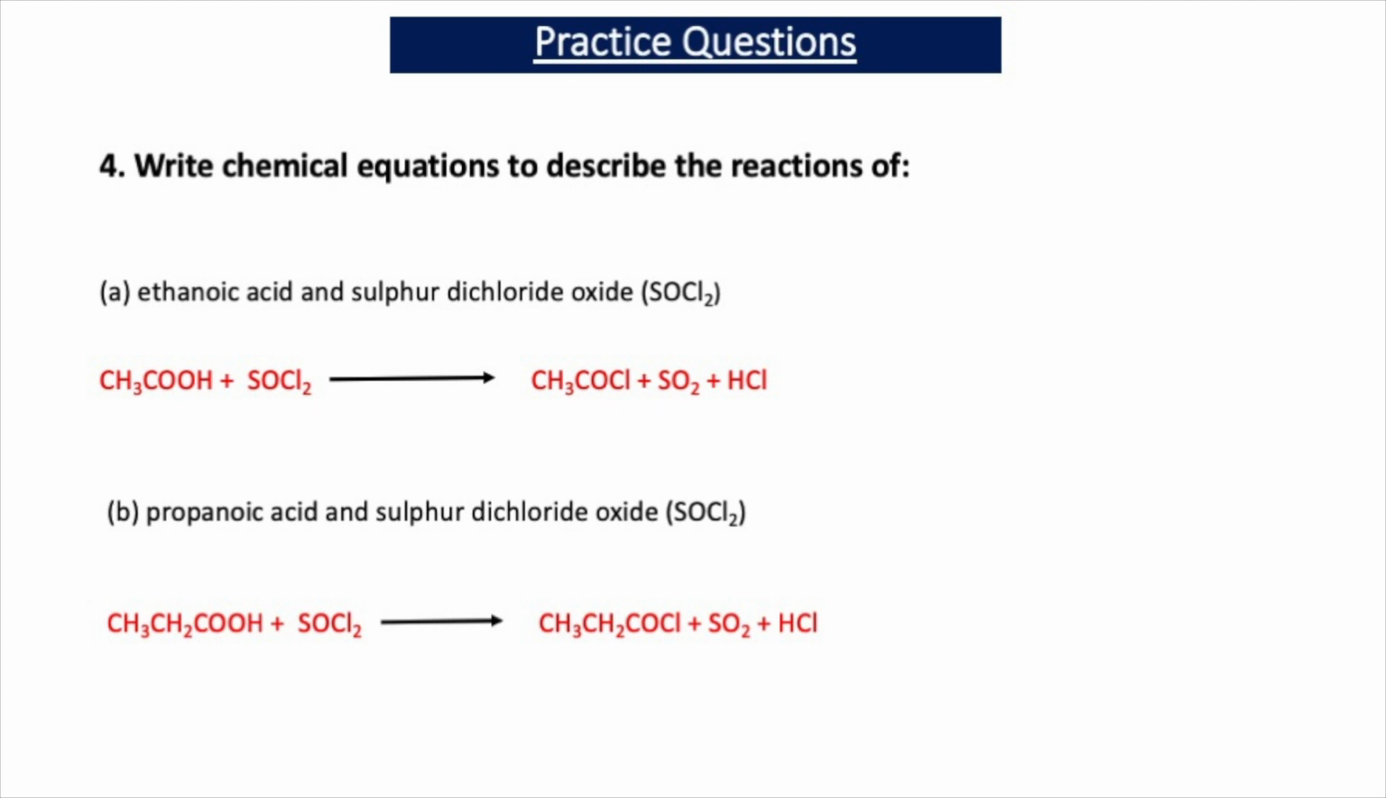Now for B, we have propanoic acid and sulfur dichloride oxide. So we have CH3CH2COOH plus SOCl2, and that makes CH3CH2COCl plus SO2 plus HCl. And in both of these equations, we've changed our carboxylic acid to an acid chloride. And this method is better than the PCl5 method because the other products are gases, the acid chloride is a liquid, and it's easy to separate the acid chloride from the other products.